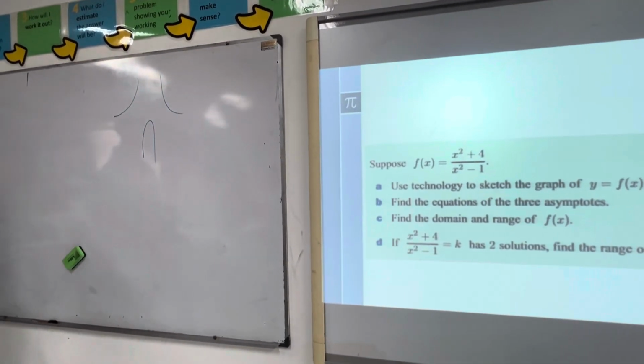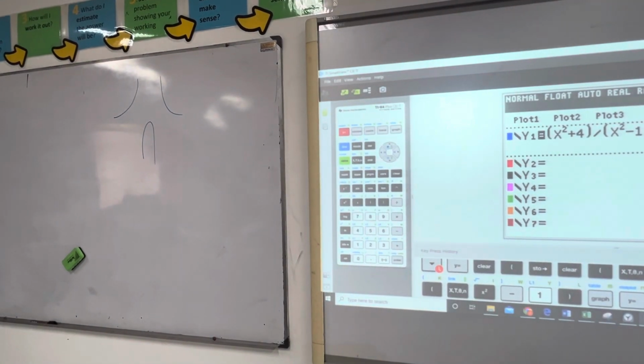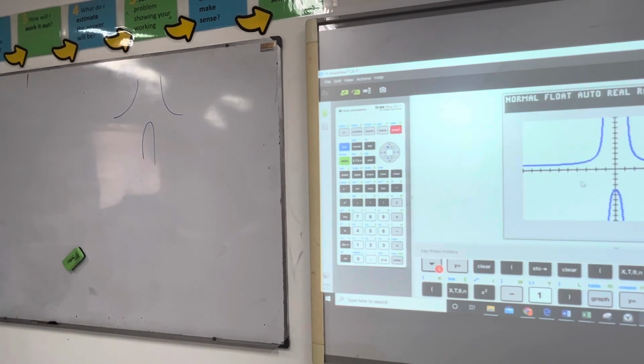So when we type it in, it should look something like this. If I look at my graph, it looks something like this. Regarding my asymptotes, I noticed that there are now 2 x asymptotes. Maybe you see that, maybe you don't. There should be 2 here. How do I find that?